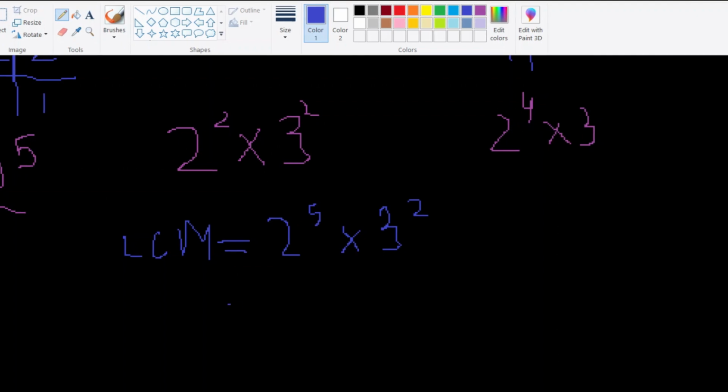So 2 raised to power 5 is 32, while 3 raised to power 2 is 9. Multiplying both gives us 288, which is the LCM.